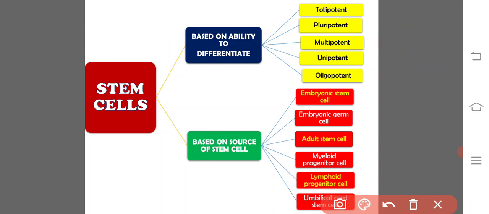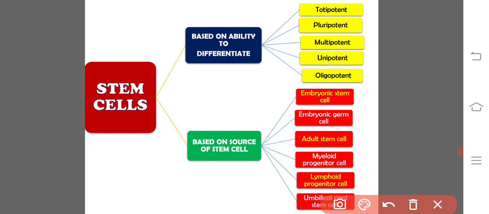Totipotent stem cells are found in early embryos. Each cell can form a complete organism, whereas pluripotent stem cells exist in the undifferentiated inner cell mass of the blastocyst and can form over 200 different cell types found in the body. Multipotent stem cells are derived from fetal tissue, cord blood and adult stem cells, although their ability to differentiate is more limited than pluripotent stem cells.